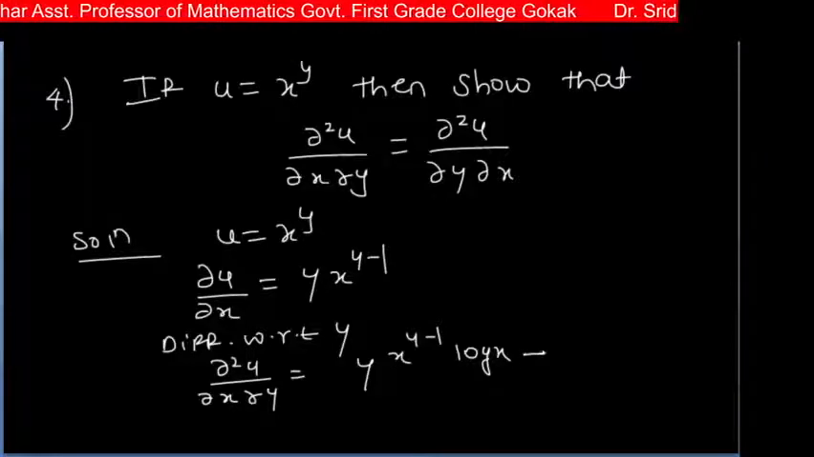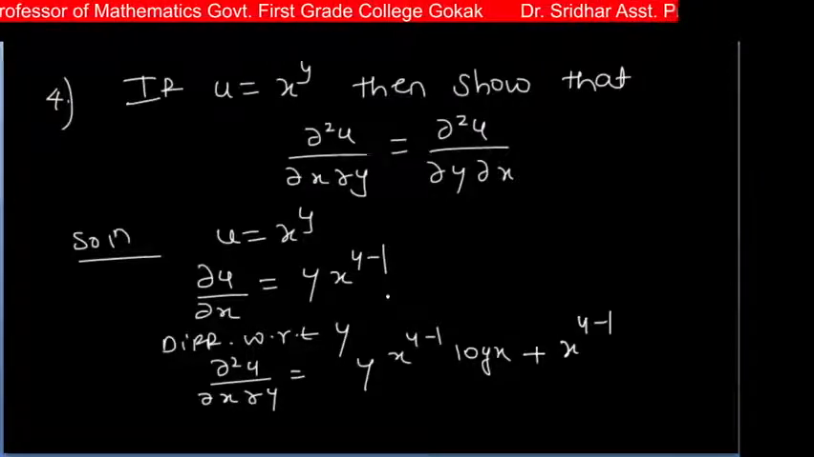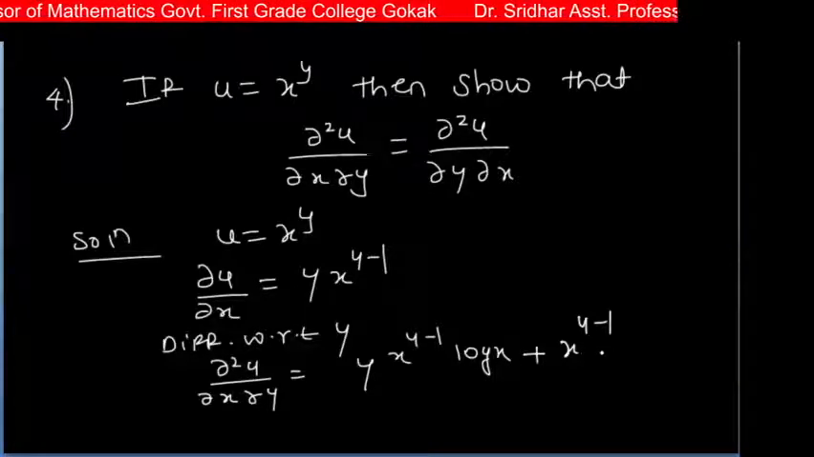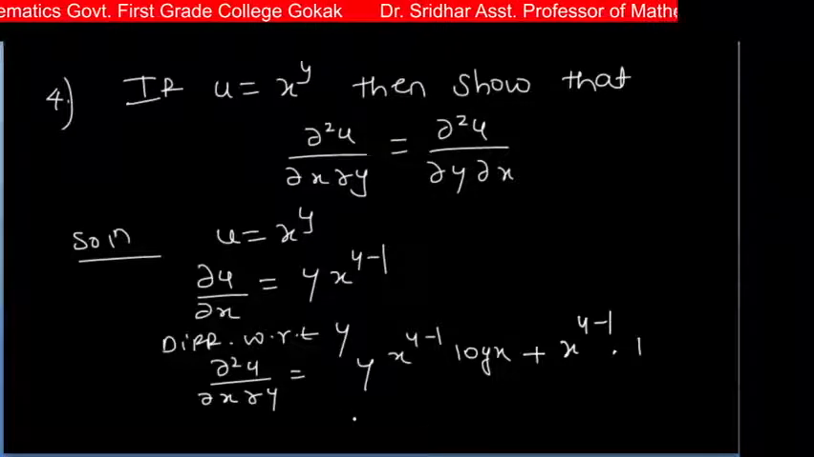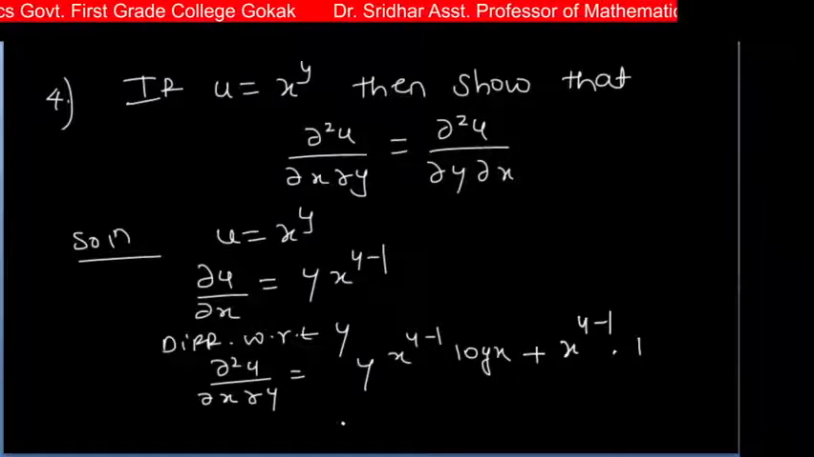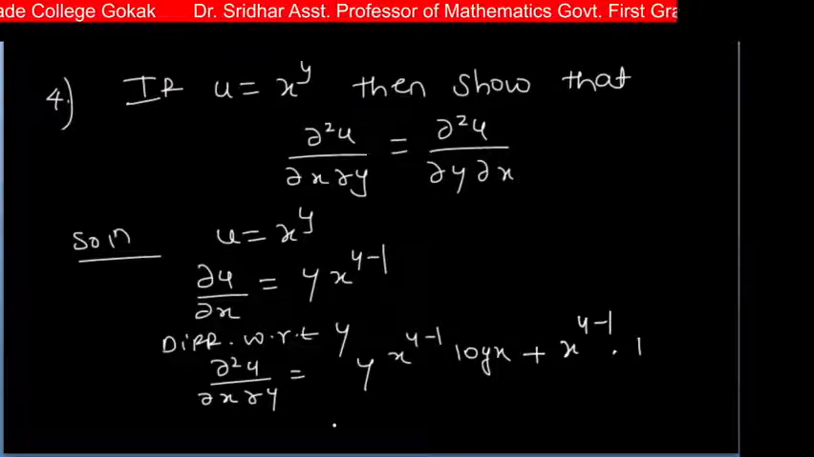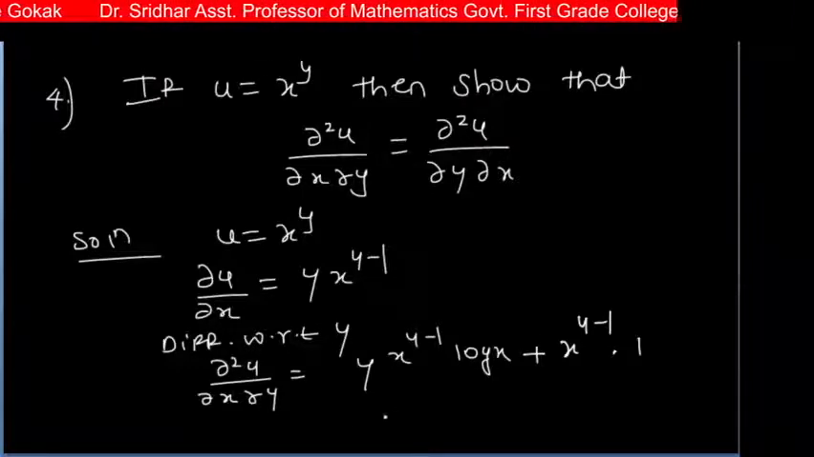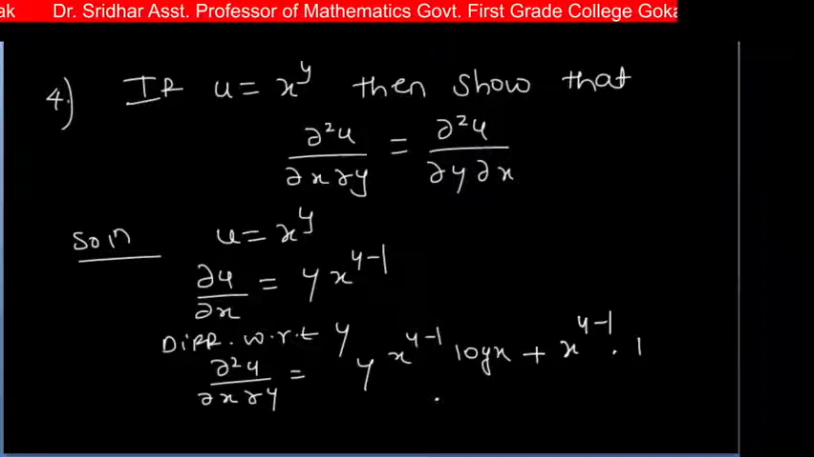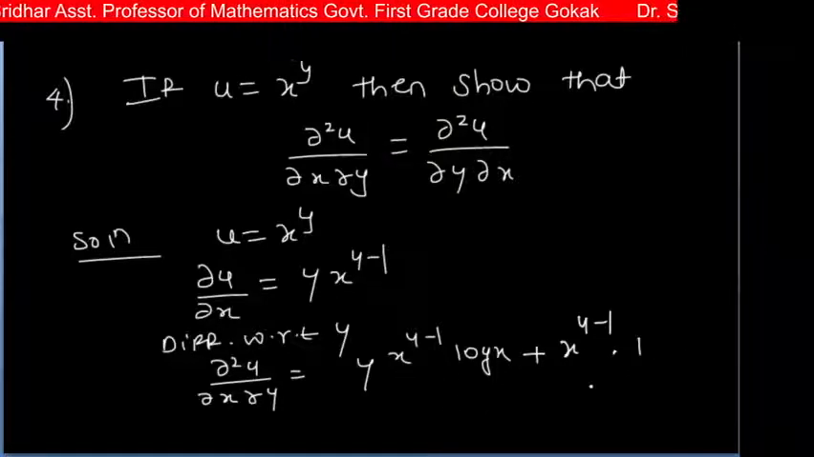Next, plus second function as it is, differentiation of y with respect to y is 1. So this is ∂²u/∂x∂y. Okay, so in other words, this is one form. Call this equation one. Now the second one.